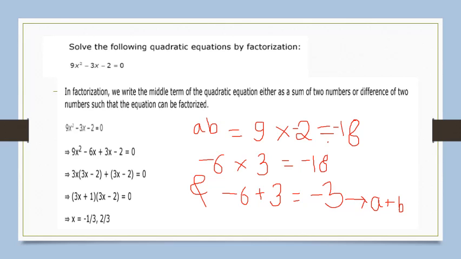So here we will write the second step as 9x² − 6x + 3x − 2 = 0. Take out the common 3x: 3x(3x − 2) + 1(3x − 2) = 0. This gives you (3x + 1)(3x − 2) = 0. If you substitute 3x + 1 = 0, you will get x = −1/3, and 3x − 2 = 0 gives x = 2/3. This way you have to factorize the quadratic equation.